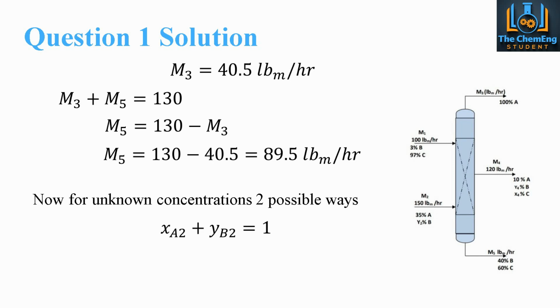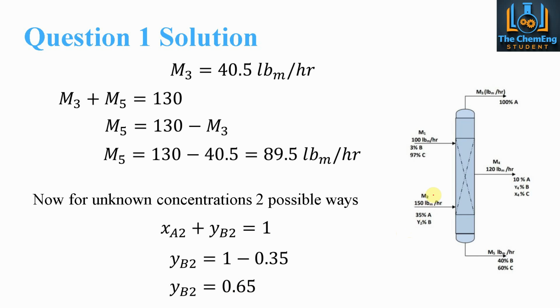So the first way is we're going to take for M2, we're going to look at the composition makeup because we have a two component mixture here. So we know that 35% is brought in by A, so therefore if we do 1 minus the composition of A, that will give us the composition of B. So therefore we know that the concentration of B in the second inlet stream is 65%.